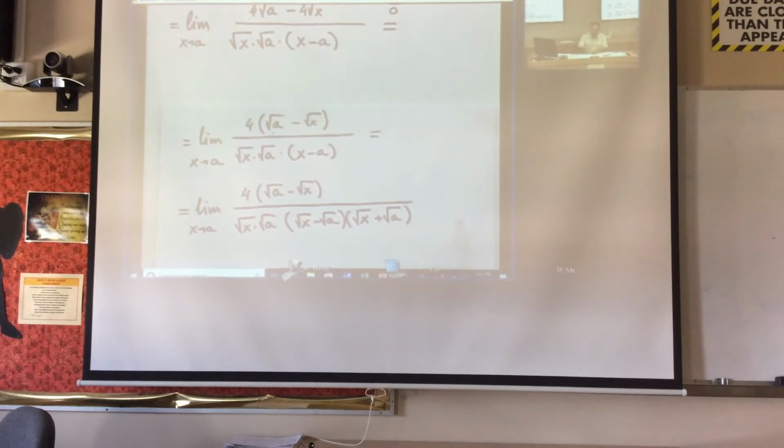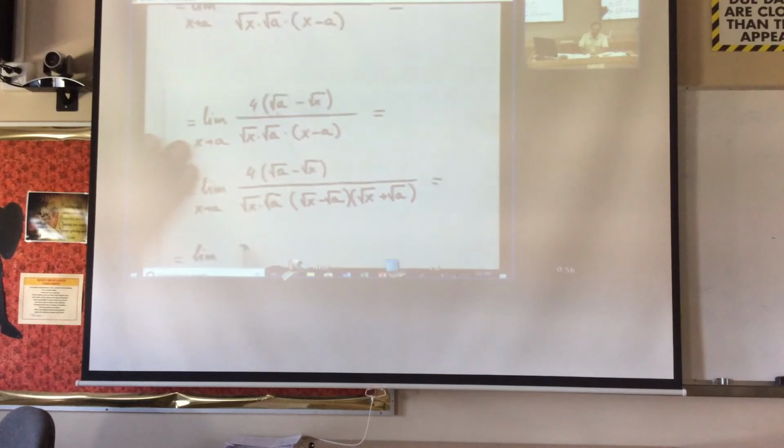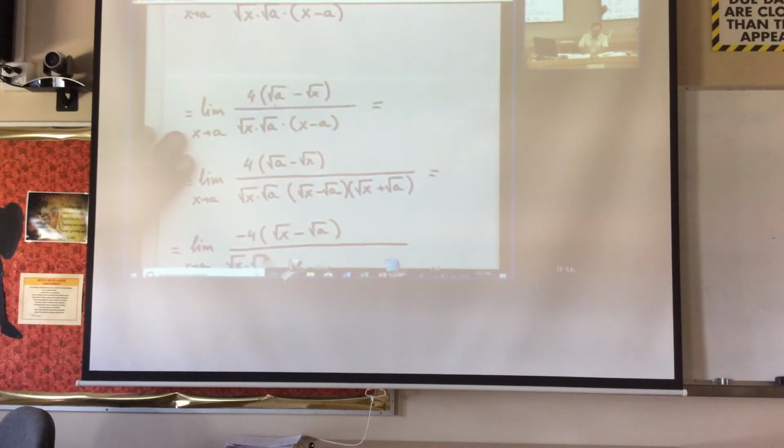But why did I do this? Tell me. Now, if you look at these two, obviously they're not the same, right? But if you factor out a negative from this one, you will have negative 4, and this will change to square root of x minus square root of a. See, I'm doing lots of algebra right now. So my hope is that you have absolutely no problem with algebra concepts. So these will be canceled.